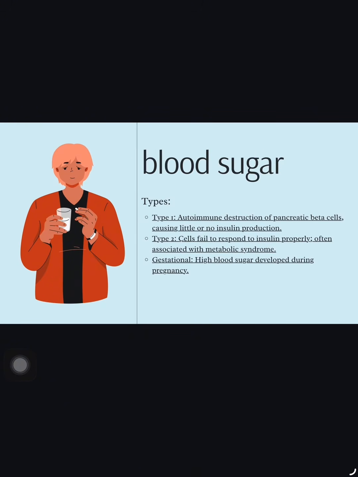Here, it occurs during the pregnancy period. Gestational means the pregnancy duration. It is mainly due to the hormones that are produced extremely during the pregnancy.